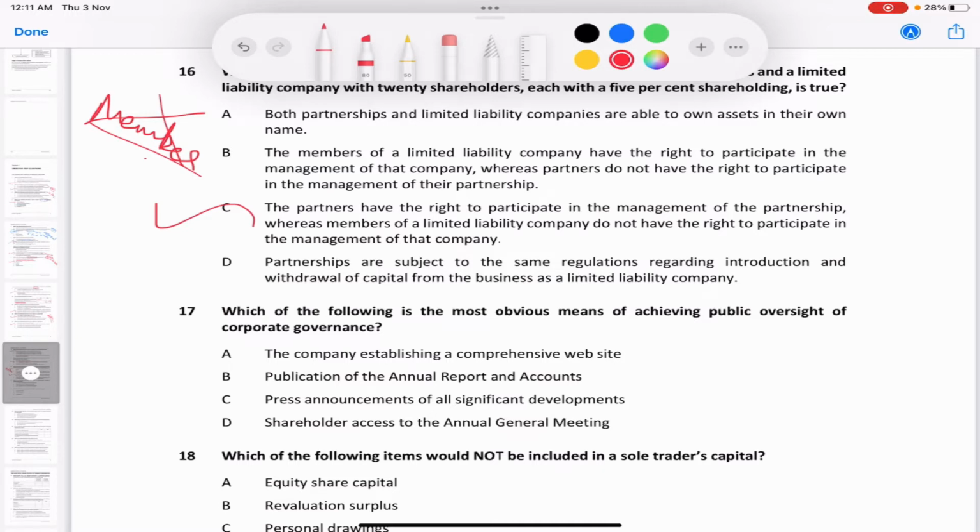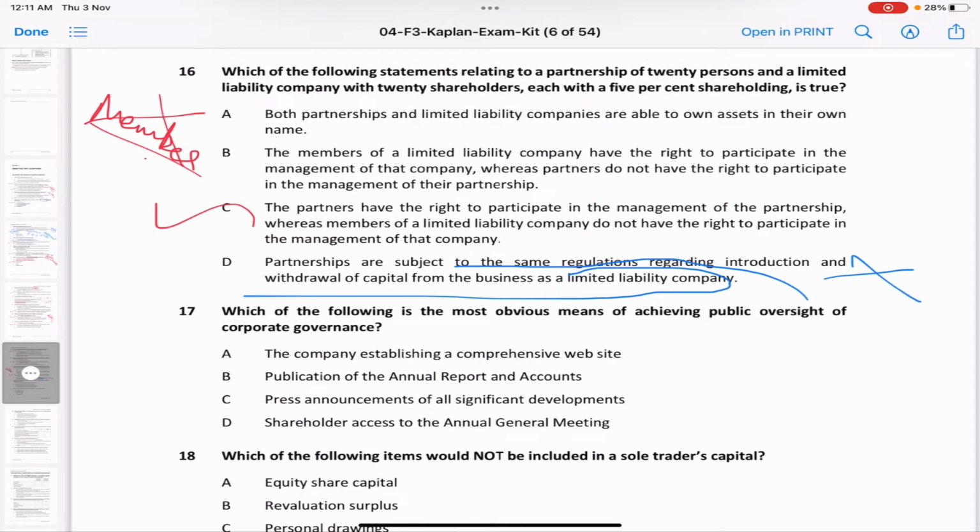So partners are the owners, so they are allowed to make decisions. So the answer is C. Let's still see what the D is. Partnerships are subject to the same regulations as a limited liability company. That's not true. The way partnerships and sole traders operate versus the way limited liability companies operate are very different.